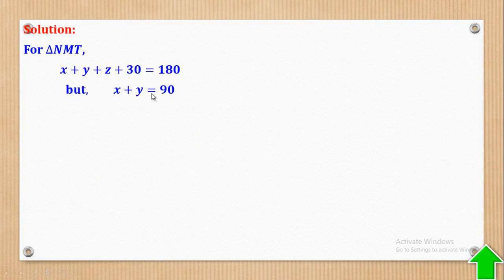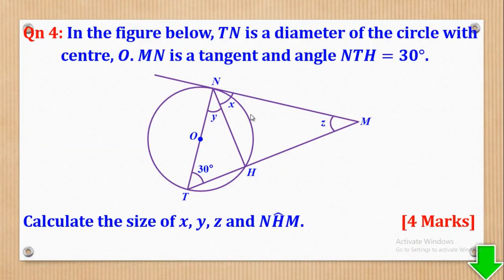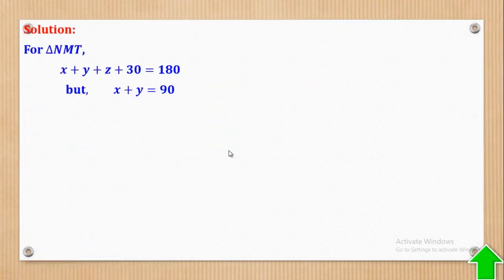But we know that x plus y is equal to 90. Why? Because this is a tangent. Remember they told us that MN is the tangent. So this is the tangent and this is the center, meaning that this angle must be 90. Therefore we shall substitute. Where there was x plus y, we shall put 90 to remain with z as the only unknown. Therefore when I make z the subject, it will be 60 degrees.